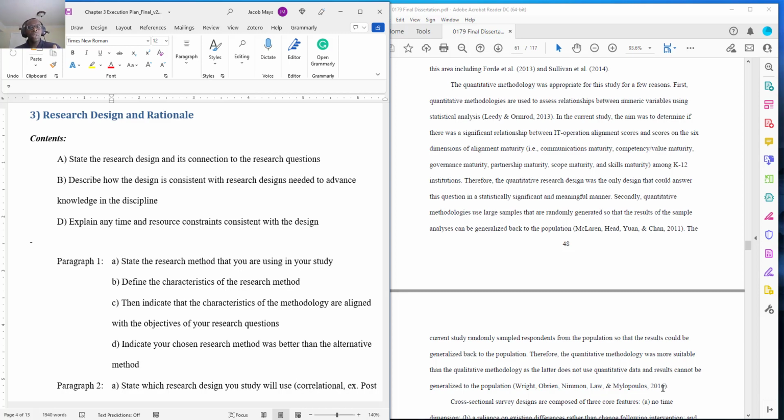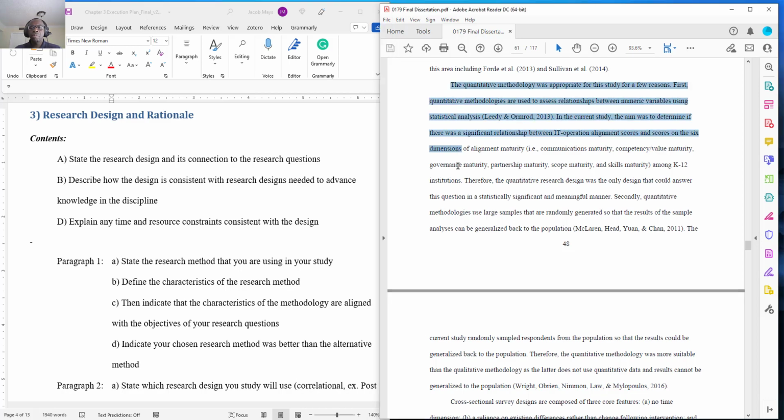All right. So as a summary, state the research method, define the characteristics of the research method, define how the characteristics of the research method are aligned with the characteristics of your research study, and then finally indicate why the particular research method was better than the alternative. Okay, and I just gave you an example of this paragraph right here.